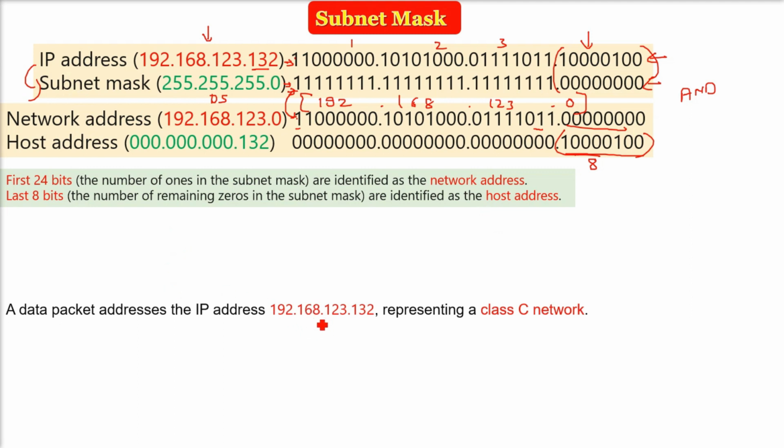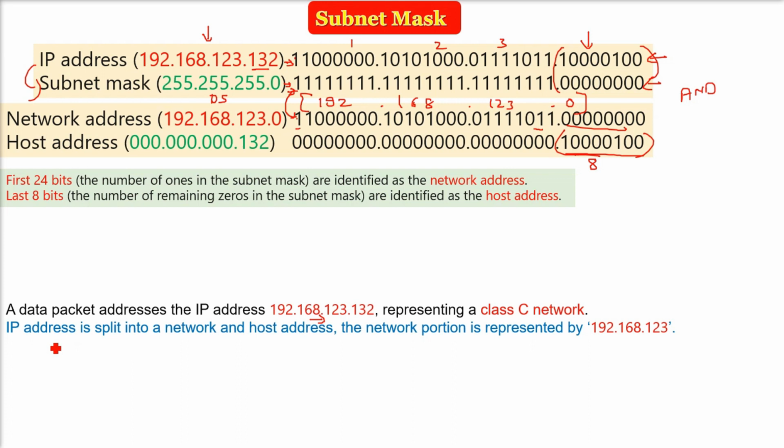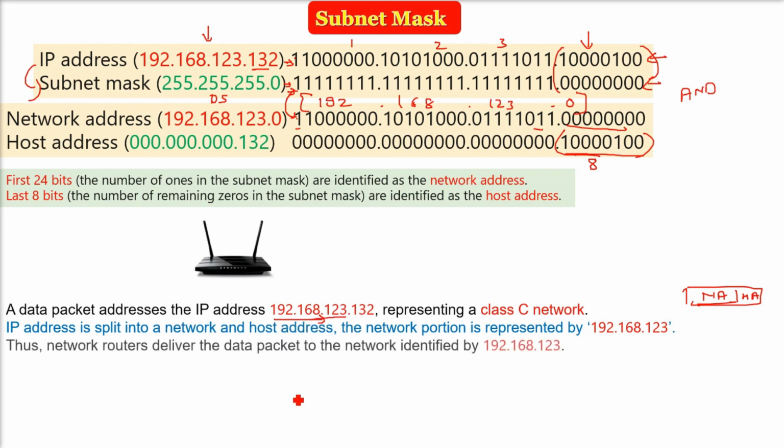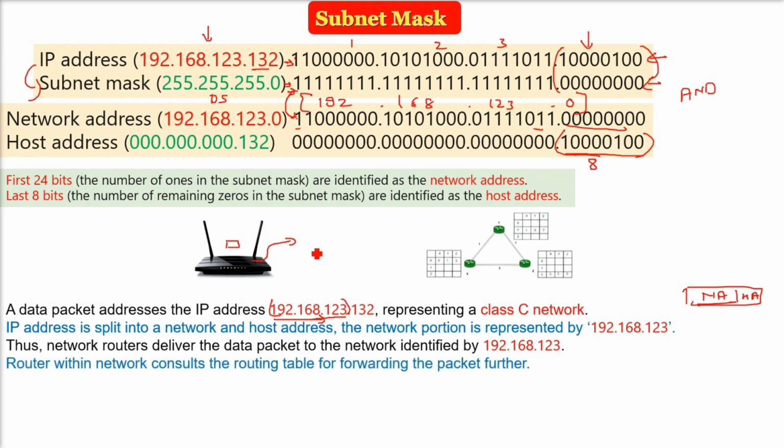If you want to understand in the form of a data packet, then we have an IP address. And this IP address absolutely falls into a class C network. So the IP address is divided into 2 parts, network and host address. So the network portion is represented by what? When we ANDed these two, what did we get? 192.168.123. In class C, the first 3 are for the network. Okay. So the network router delivers the packet to which network? 192.168.123. Now in this network we have another router.